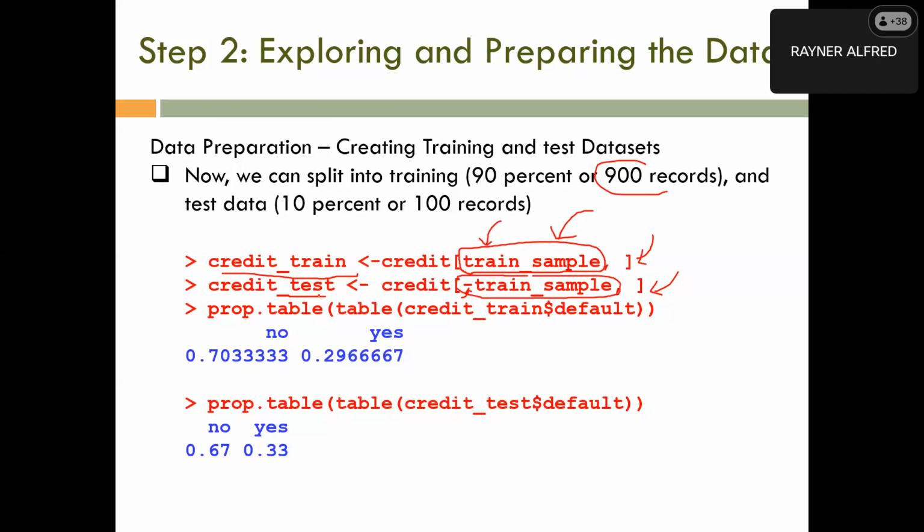If we check the proportion of the samples that we have for the training and the test, we still have around the same percentage here. So we have 70% no and 30% yes, similar to the test data set here. So we have created the training data set and also the test data set. Now we are ready to train our model.